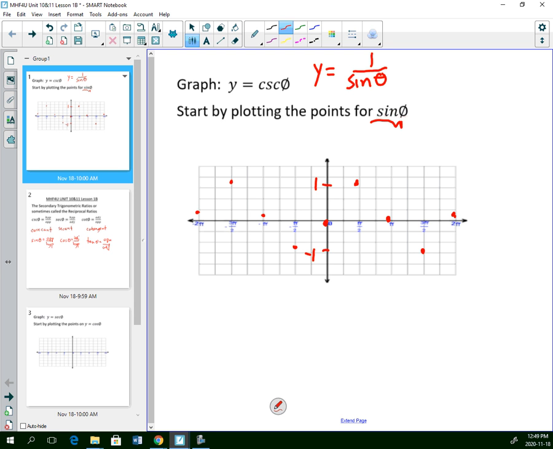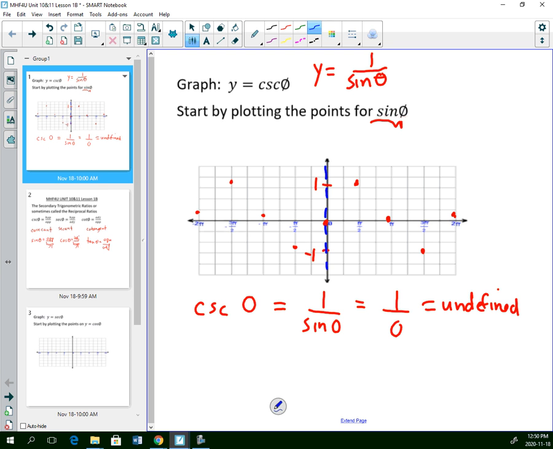Now let's think about this. If I want to do cosecant of 0, well, cosecant of 0 is 1 divided by sine of 0. And sine of 0 is 0. I can see that on my graph. Well, we can't divide 1 by 0, so we get an undefined answer. Okay, so at 0 we get an undefined answer, which creates a break in the graph. So I'm going to indicate the break by a broken line.